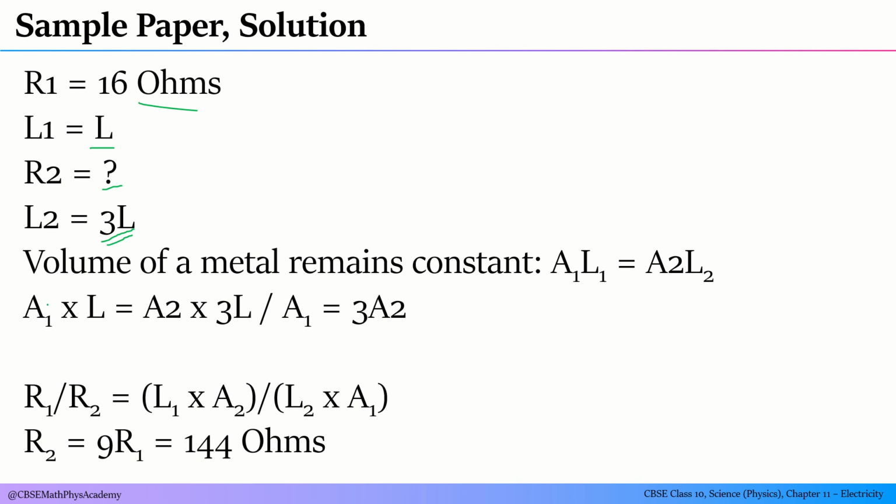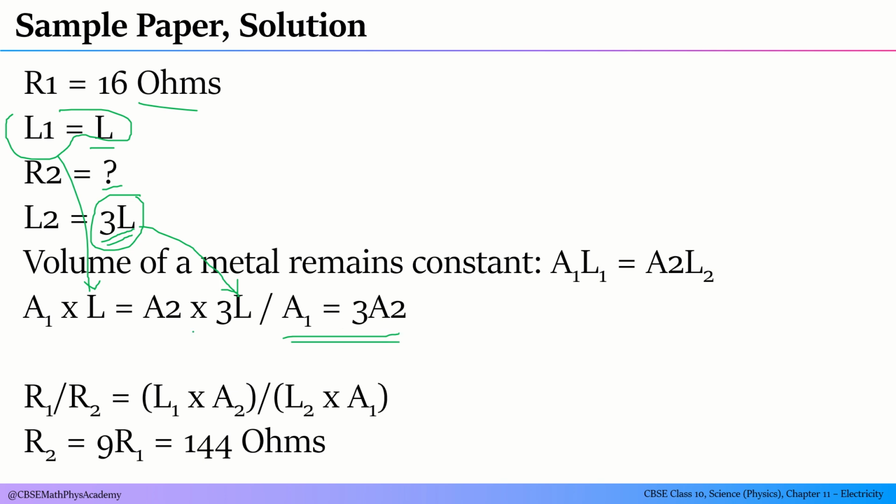L1 we saw is L. So A1 into L, substituting the value of L1 equal to L, is equal to A2 into L2. L2 is thrice L, so that goes here. Now you need to just simplify the equation. On simplifying, you find A1 is equal to thrice A2. This is the relationship between the areas.